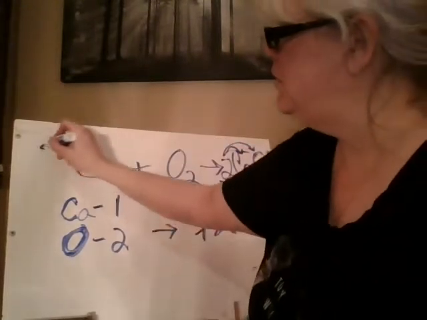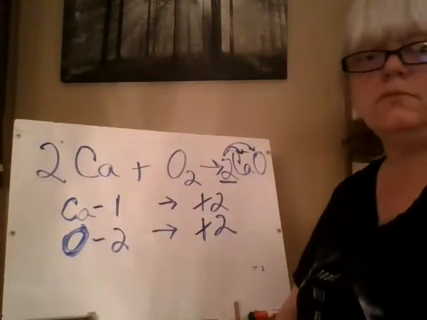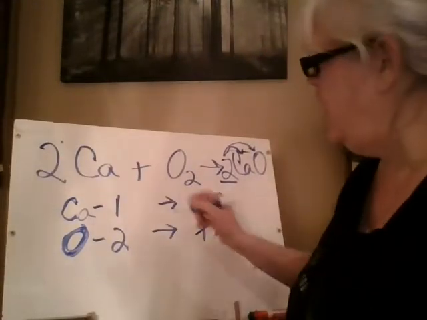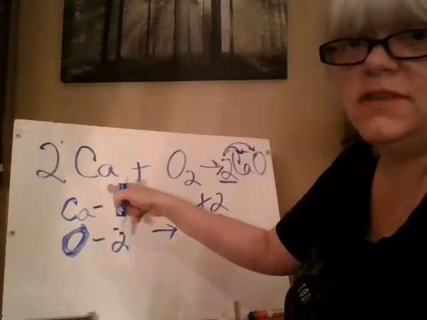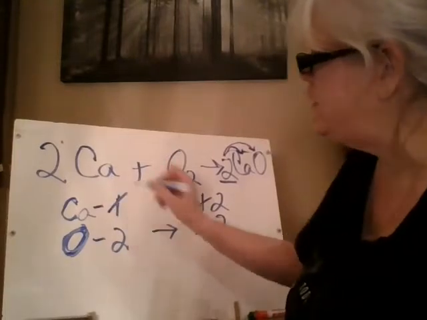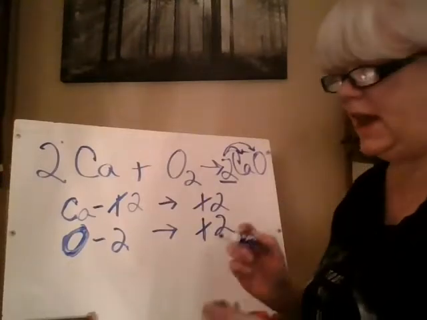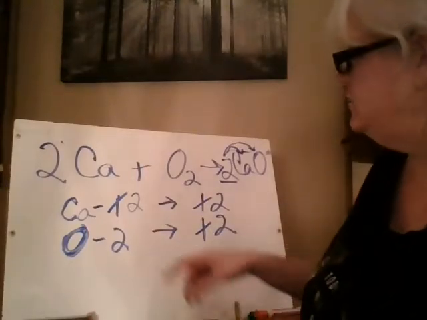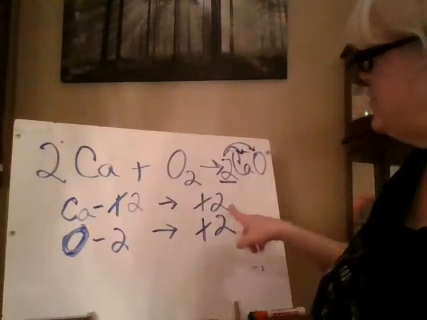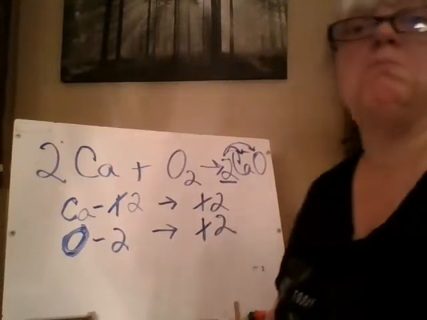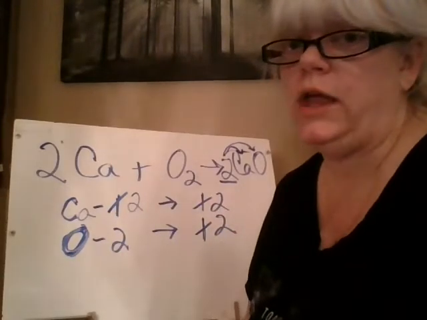All you're going to do is put a 2 in front of the Ca, and that will change. Ca is the only element there, so it's going to change that to 2. And now we look at 2 calcium and 2 oxygen. We're totally balanced. All right.